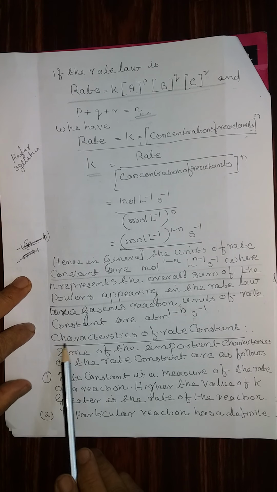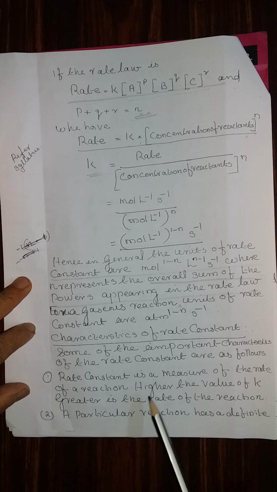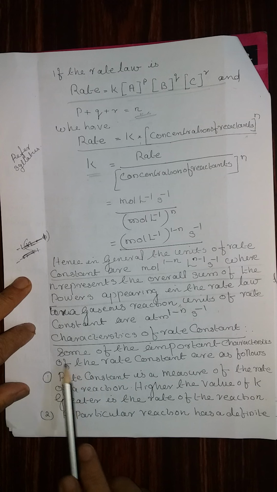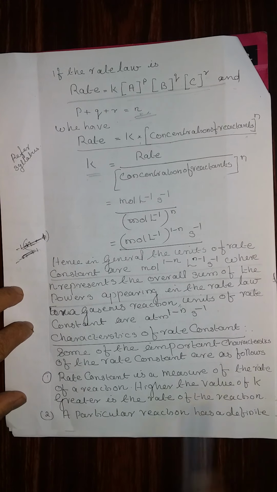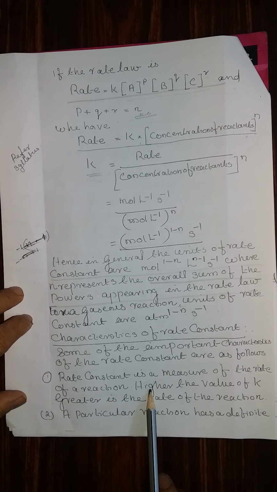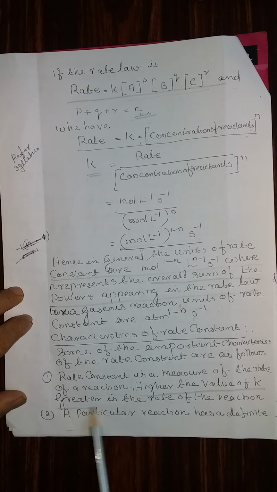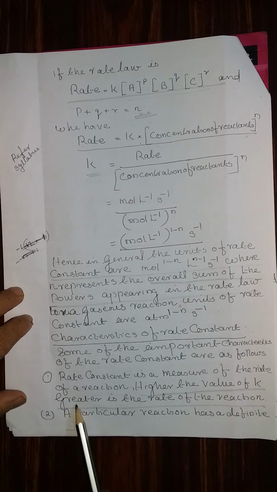Next point is characteristics of rate constant. This portion is important for 3 marks questions: give 3 characteristics, or for 2 marks questions, give 2 characteristics of the rate constant. Some of the important characteristics of the rate constant are as follows. 1. Rate constant is a measure of the rate of reaction. Then, higher the value of k, greater the rate of reaction. Fill in the blank: higher, greater.